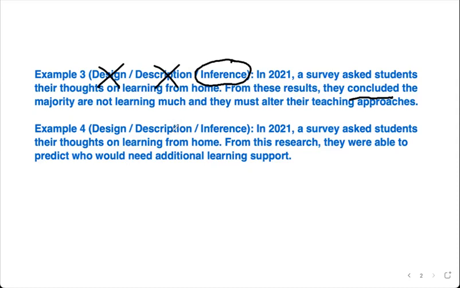And then lastly, same setup, 2021, survey asked students their thoughts on learning from home. From this research, they were able to predict who would need additional learning support. Again, you were not told the plan, how it was collected. You're not given the data itself. You're asked to predict. This would be considered inference. You're making some conclusion based off of the research. So there are several examples asking you to identify the differences between design, description, and inference.